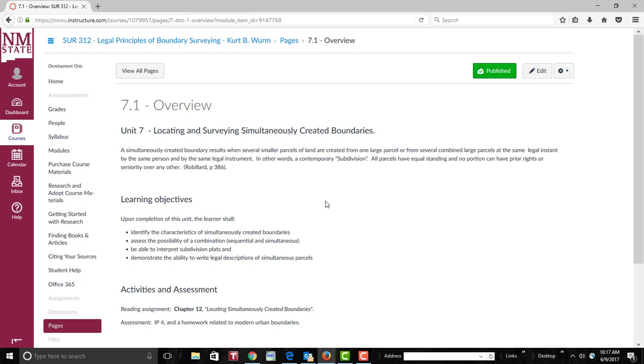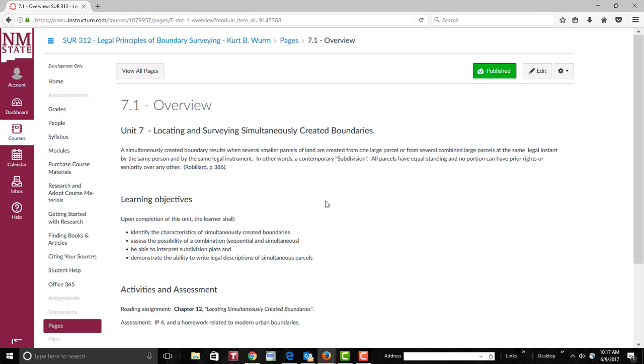In other words, this is our contemporary subdivisions of the urban environment. In this case, all parcels have equal standing and no portion can have rights or seniority over any other parcel of land. I'd like to put a little clause into that: our next unit, Chapter 8, the combination descriptions, points out that while lots within this individual subdivision have equal standing, there may exist a possibility of junior and senior rights on the exterior bounds of a subdivision where they adjoin other parcels that are not part of this subdivision.